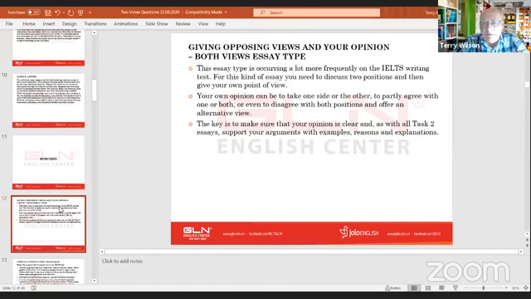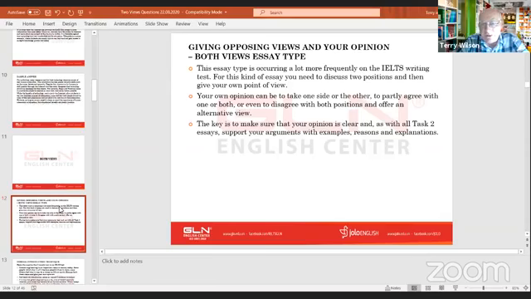Your own opinion can take one side or the other. You can partly agree with one or both. But as I said before, you must be very clear about your position, or even to disagree with both positions and offer an alternative view. And the second one, to disagree with the question.